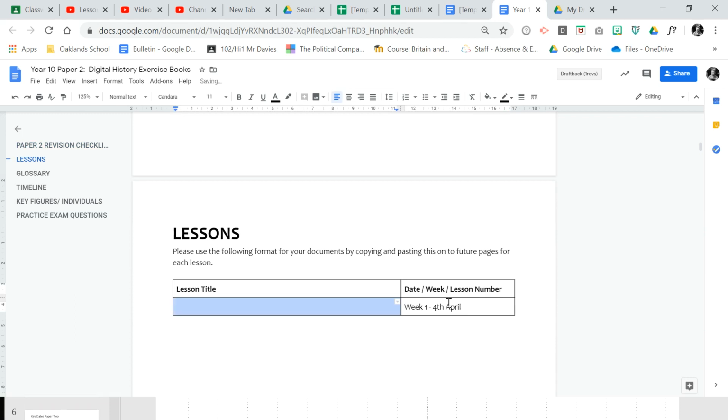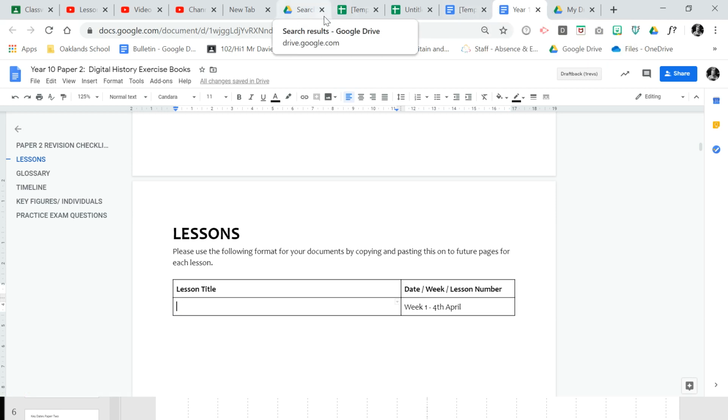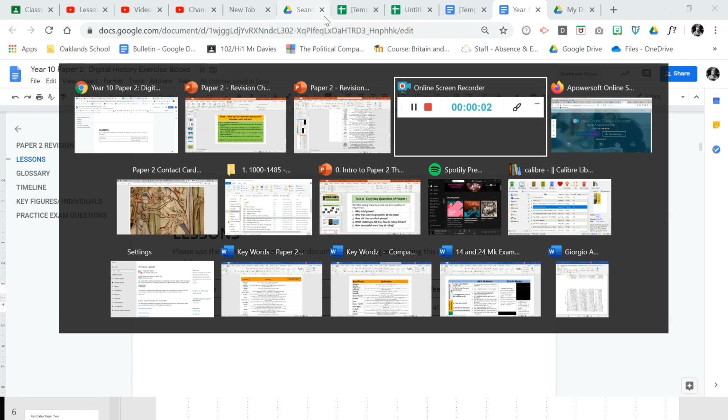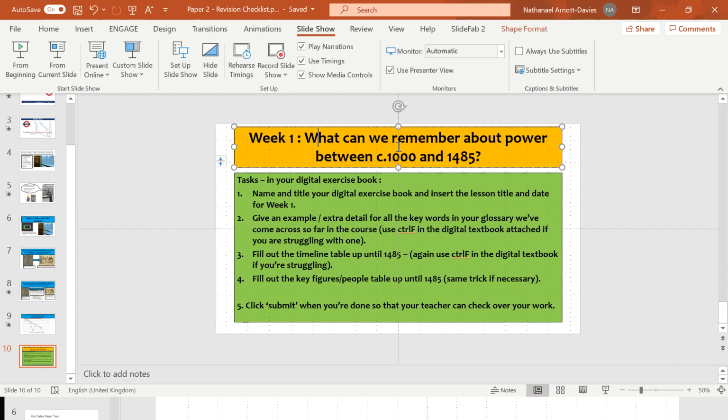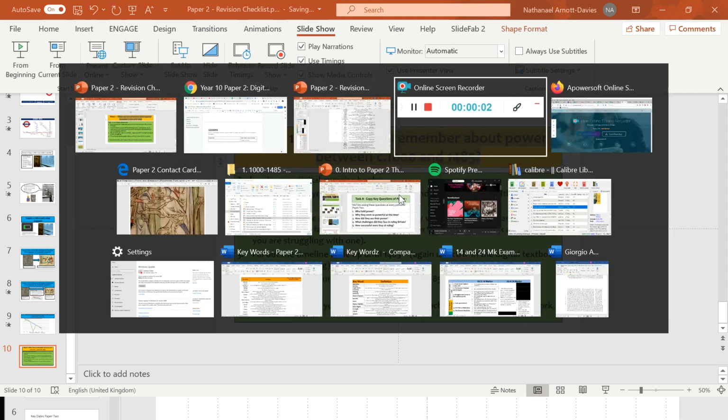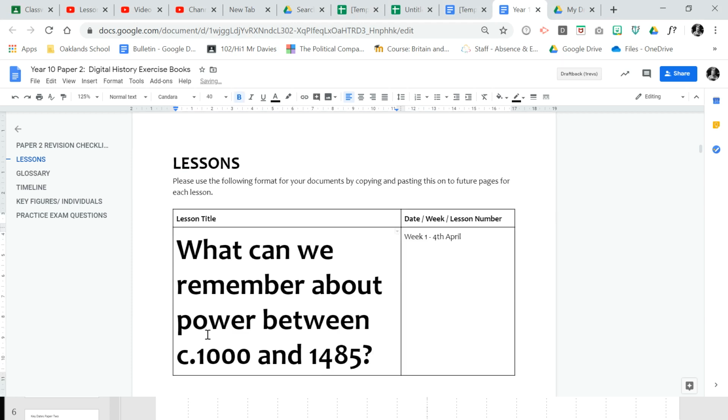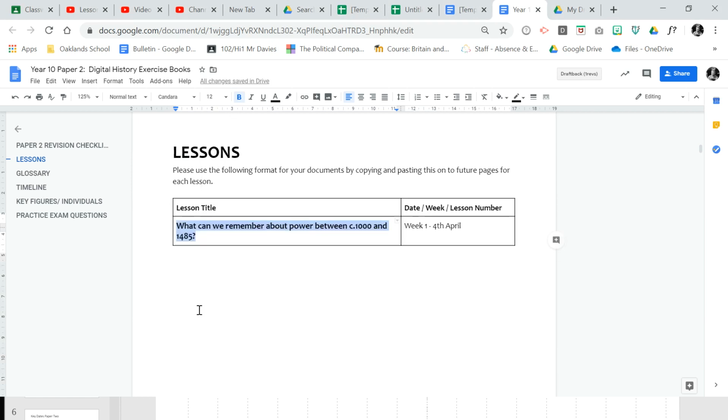I might want to put the year just to be exact, but you don't need to, just as long as you put the date that you're doing the work. And if we go back to the actual lesson title, the lesson title is up here. We don't even need to type it in necessarily, you could just copy and paste. So, what can we remember about power between 1000 and 1485? Okay, so do that. That's your first task done. Very simple, done in a minute.